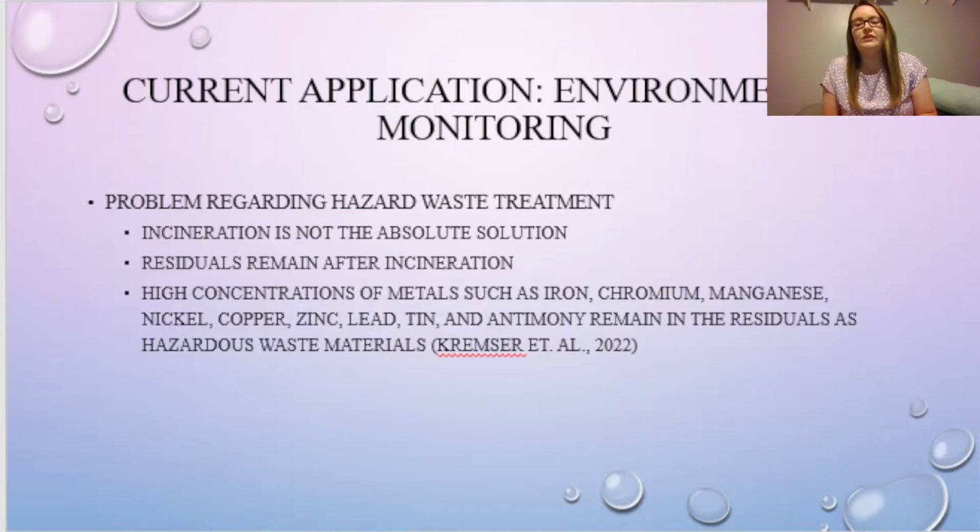A very high percentage, up to 25% of what was being incinerated, was being left as residues. And in these residues, there was a high concentration of metals, such as iron, chromium, manganese, nickel, copper, zinc, lead, tin, and antimony. These specific metals were remaining in the residuals even after incineration, and these could then be classified as hazardous waste materials.